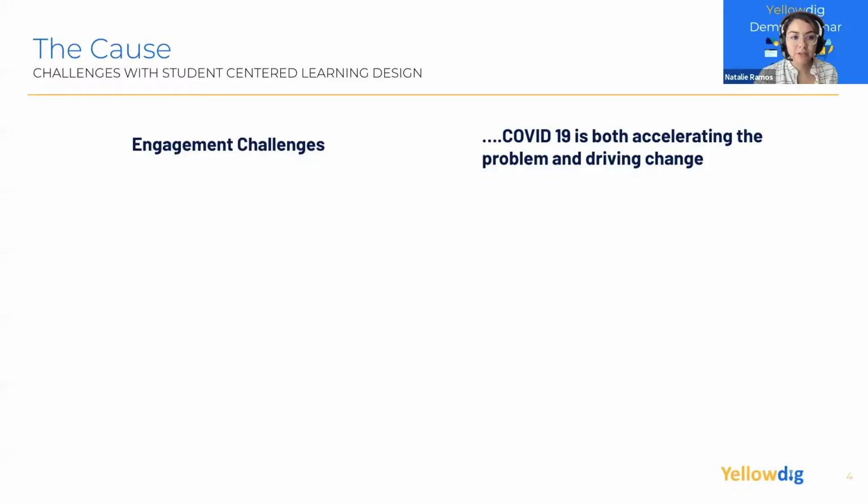So as instructors, as instructional designers at this point into 2021, we know that the cause for Yellowdig really originated from seeing a need for student-centered learning design, whether it was asynchronous or synchronous learning. So the way our platform is designed is to really bridge that gap between online learning and the desire for a community of learners.